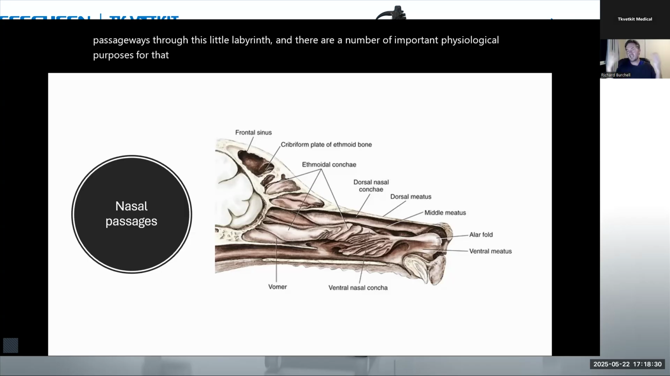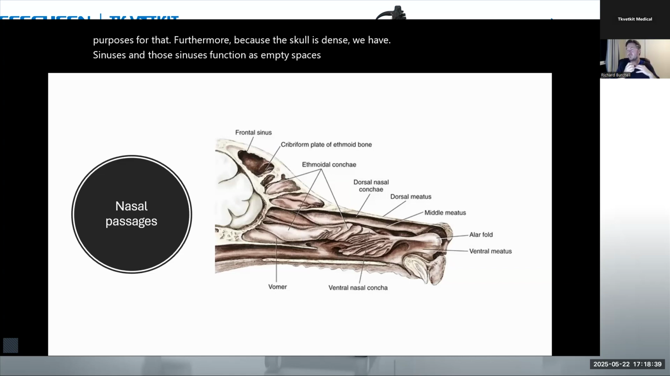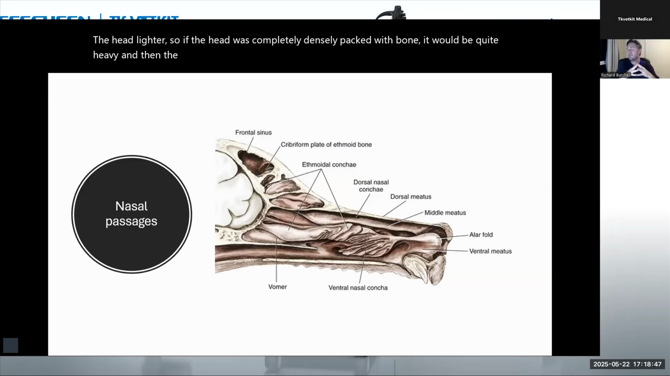Furthermore, because the skull is dense, we have sinuses, and those sinuses function as empty spaces, and their function is to make the head lighter. If the head was completely densely packed with bone, it would be quite heavy. The sinuses also play a role in conduction of sound, and also in nasal passage function.